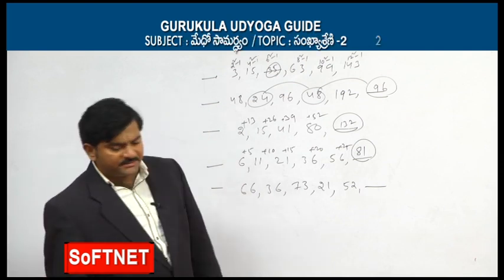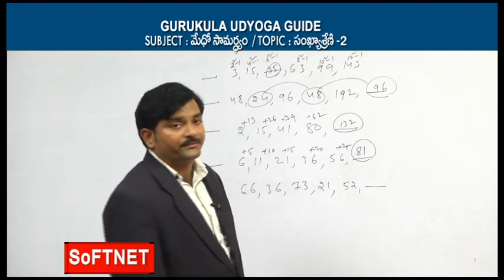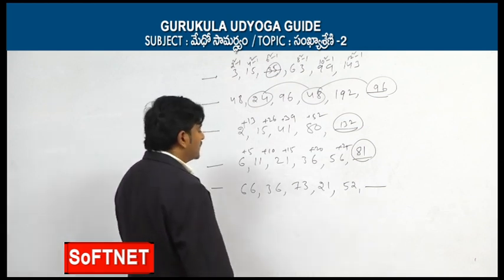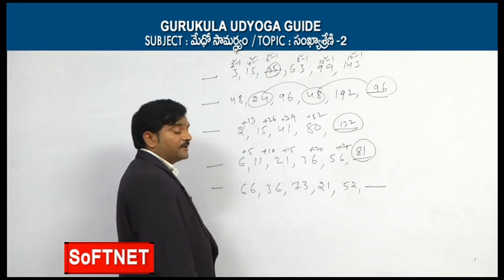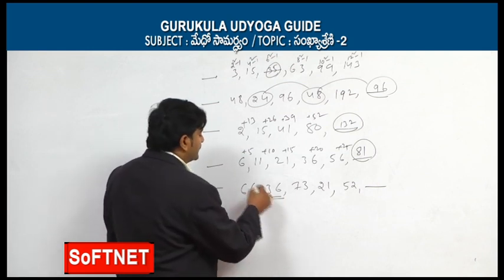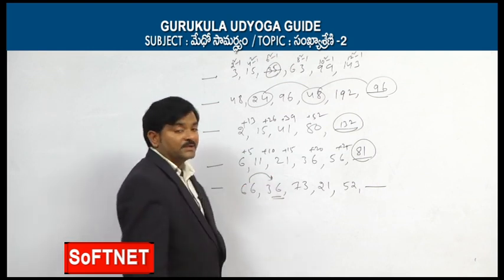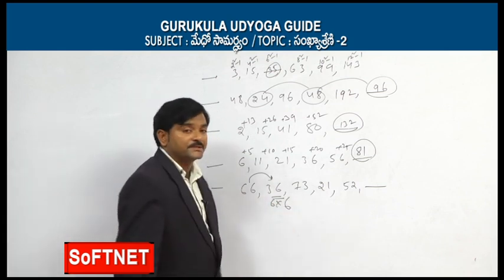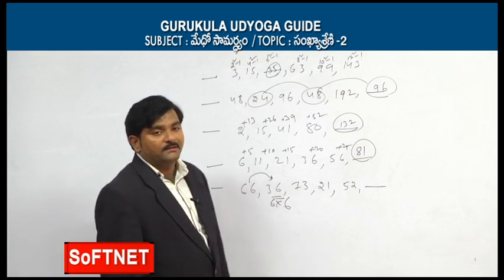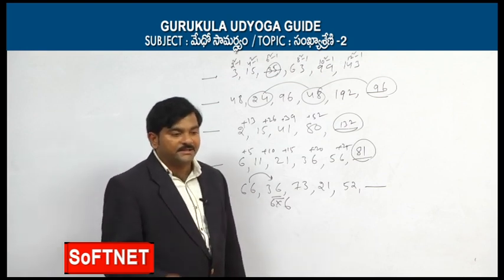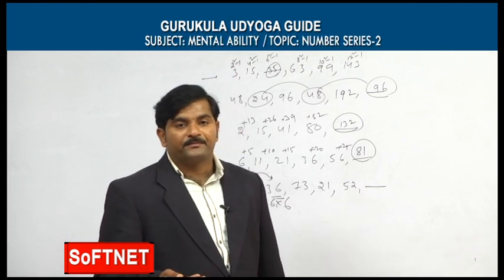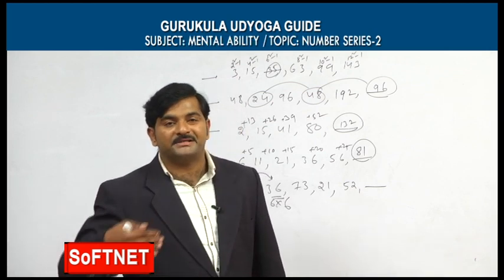ఎస్, in session 1 I think we have seen this kind of problem, but still once again we'll focus on this model. Observe here, observe every second number. 36 ఉంది. 6 నుంచి 36 అనేది ఎలా వచ్చింది అంటే సింప్లీ 6 into 6 to get every second number. In this series, every second number is obtained by multiplying digits in its preceding number.